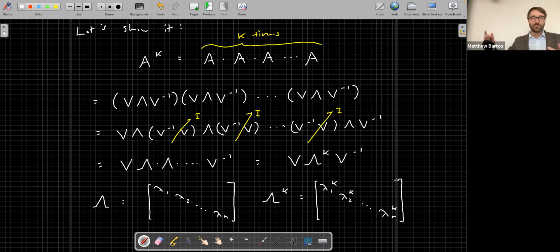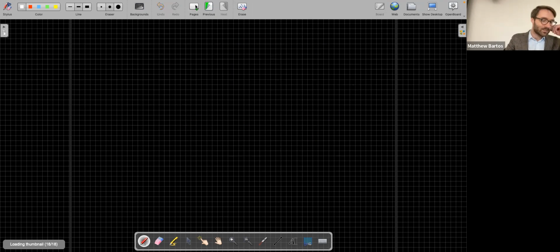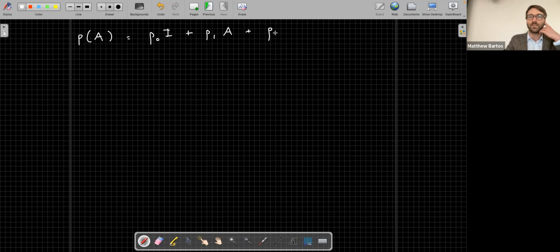Okay, so we showed that basically any power of our matrix A is diagonalized by the same set of eigenvectors, with the resulting eigenvalue simply being raised to the kth power. All right. So what we can show now, let's go back to our Taylor expansion for some function of A, our matrix. We know from before that this is equal to P naught times I plus P1 times A plus P2 times A squared, P3 times A cubed, and so on.